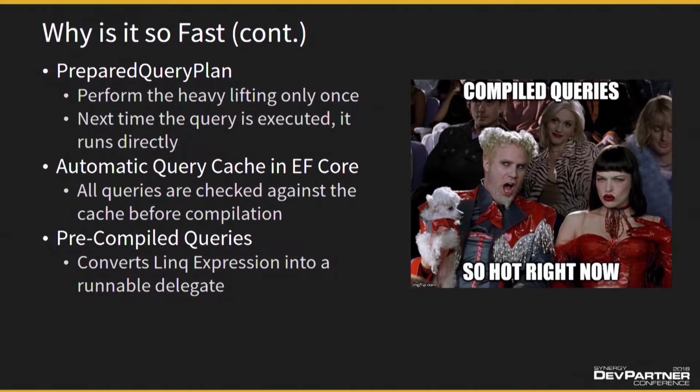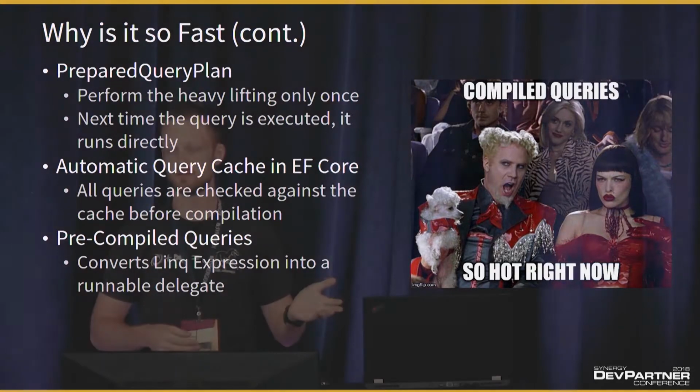You can also explicitly pre-compile queries. So if you have something that you know is going to get used, you can turn it from a big expression into a delegate that takes parameters and returns data. It's no longer doing any compilation phase stuff. It's just running what you've asked it to run, and there's no more overhead left over in it at all. So that is an excellent way to get really, really fast queries.